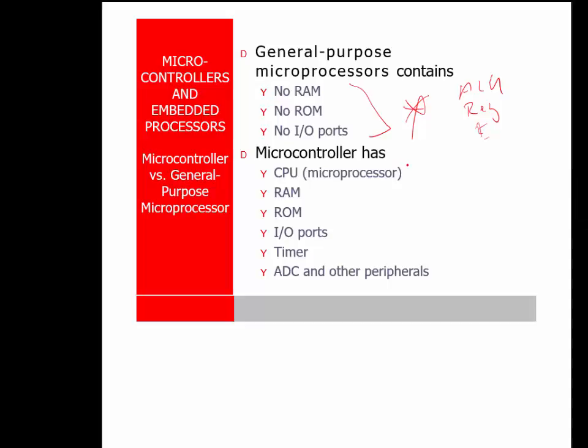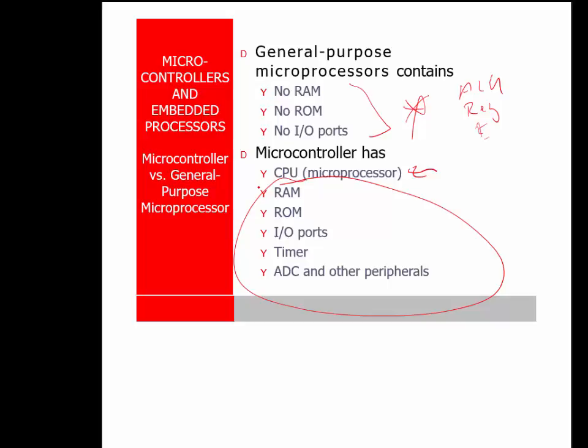The microcontroller contains the microprocessor. So the entire microprocessor is within the microcontroller, but we also have a whole bunch of other things. The microcontroller is, for all intents and purposes, a single computer system on a single chip. It has everything that a desktop computer would have on one single chip.